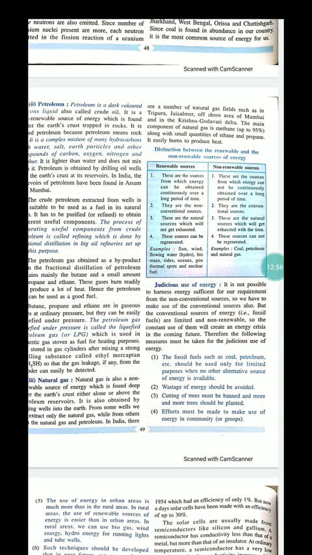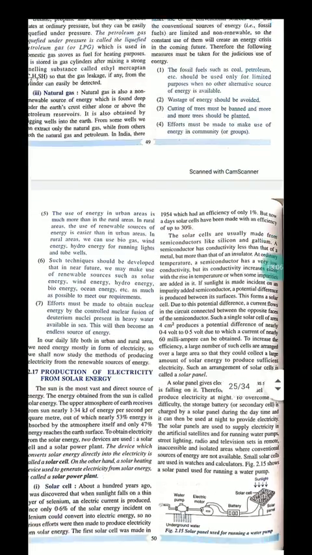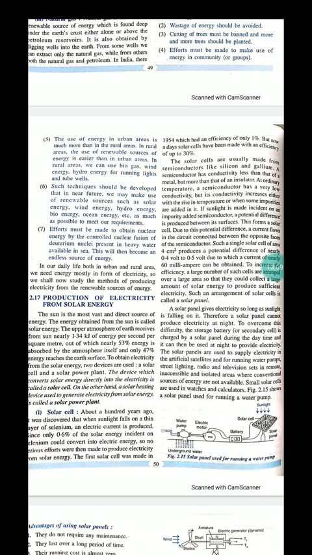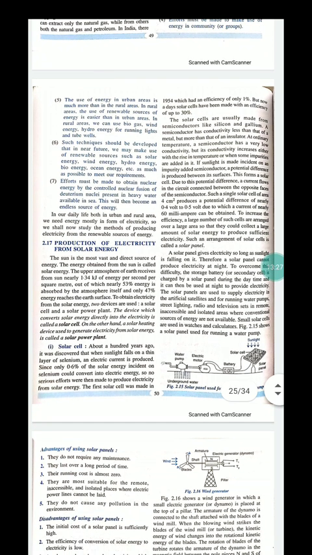We should not waste it, we should not destroy it, because in future our next generation will also need these types of energy. Okay, now production of electricity. There are some advantages and disadvantages in energy production. With solar energy, we transfer this solar energy into electrical energy by the use of solar panels.